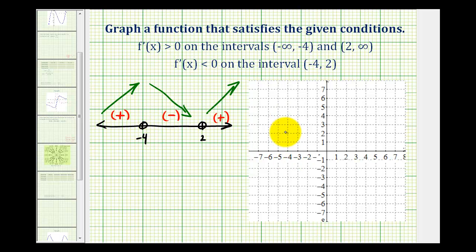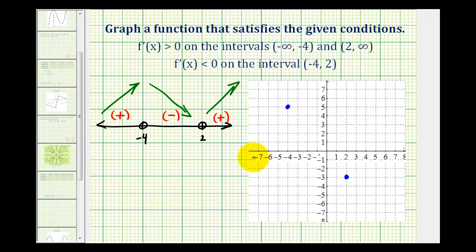We don't know how high to make it, but as long as it's higher than the low point at +2, we'll be just fine. Let's go ahead and make the relative maximum here. And then at x equals 2, we'll have a low point, maybe somewhere in here. So to the left of -4, the function must be increasing. Then it decreases from -4 to 2. And then at x equals 2, it starts to increase again. So our function might look something like this.